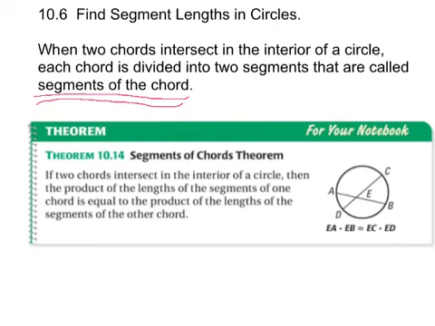Our first theorem, Theorem 10.14, segments of the chords theorem. If two chords intersect in the interior of a circle, then the product of the lengths of the segments of one chord is equal to the product of the lengths of the segments of the other. So basically we have AE times EB equals DE times EC. It's a little ratio proportion that you can figure out.